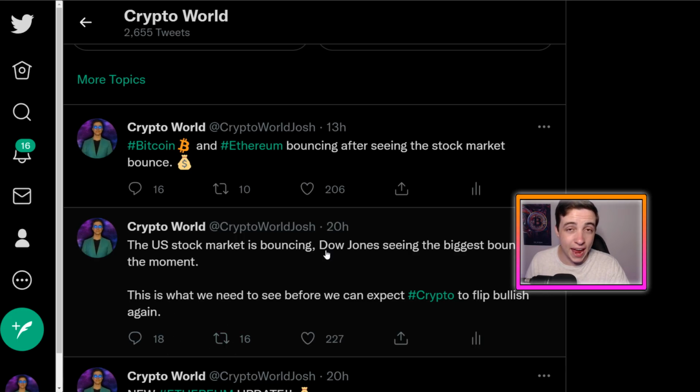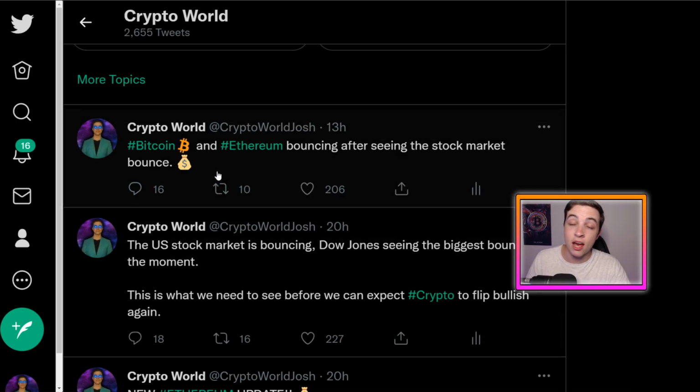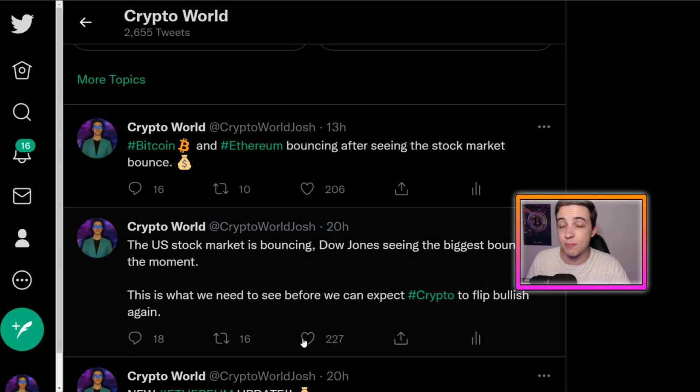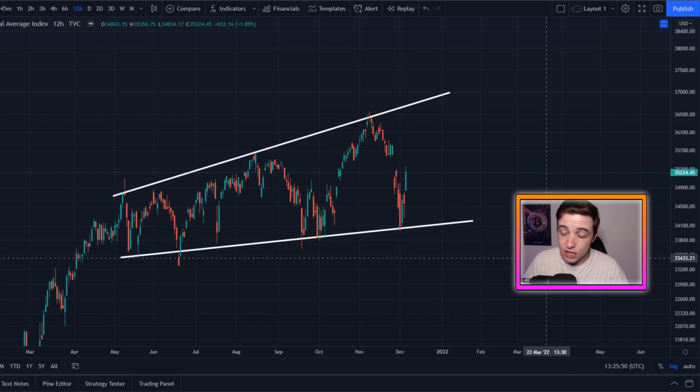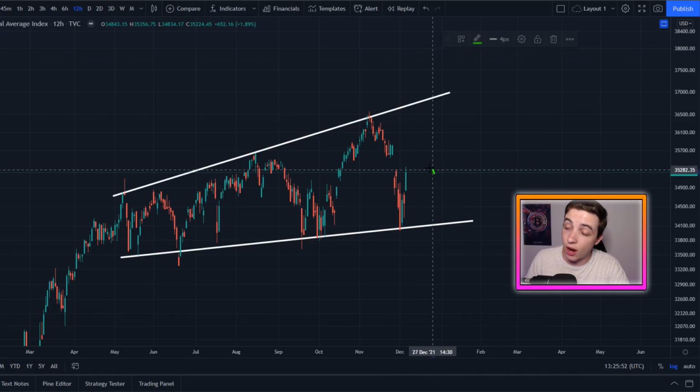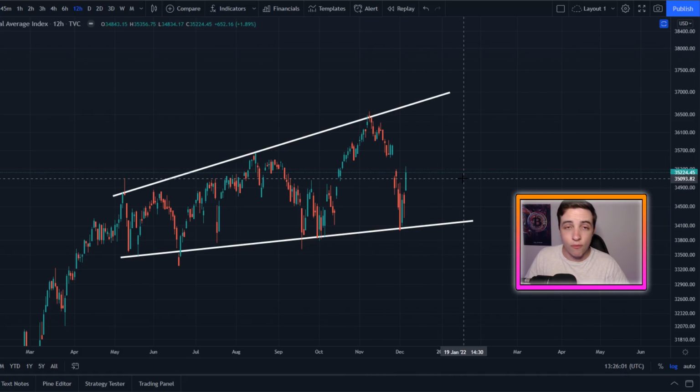And then in a matter of hours after I posted that tweet saying that we could see a bounce in the crypto markets if we're seeing a bounce in the stock market, what do you know? Crypto did indeed see a bounce back to the upside after the stock market experienced a bounce back to the upside. So this just proves yet again why it is important to at least keep an eye on the stock market, because at this point it is obvious that crypto and the stock market are at least somewhat correlated.